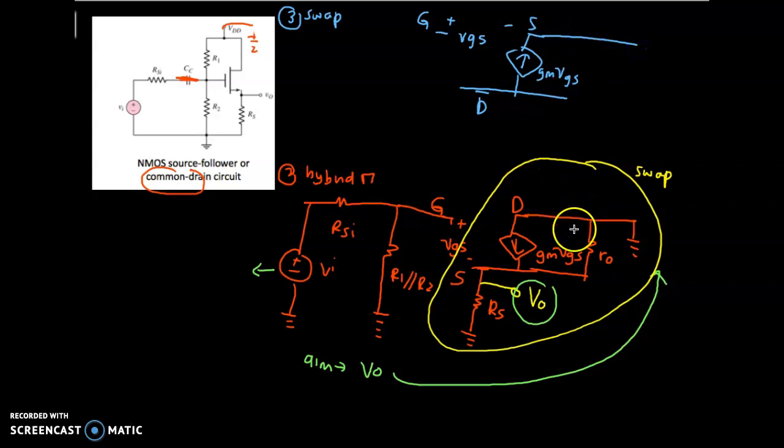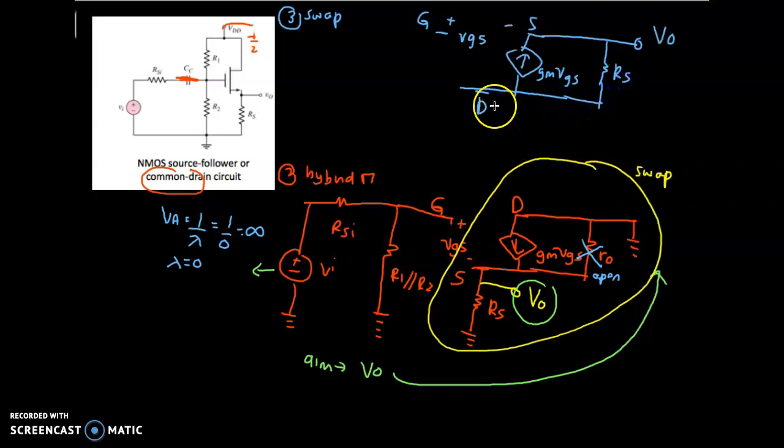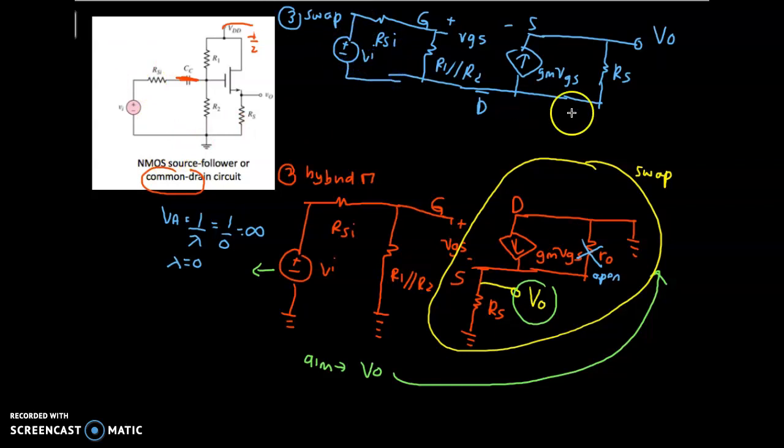For this circuit, usually your VA is given, VA is 1 over lambda, right? And usually your lambda will be equal to 0. 1 over 0 will become infinite, so your ro here usually becomes an open circuit. At your source, you have Vout, and then you have RS. At your drain, it is directly grounded. Okay, done. And then we go here. This one is R1 parallel to R2, and then you have RSI, and here is your Vin. So this is the complete equivalent of the common drain. Now you need to rename here. Here is your Rout.